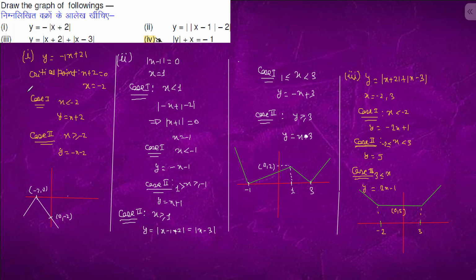We move to question number 4. This is a very small question. We have mod y equals minus x minus 1. So when y is less than 0, it will come out to minus y, which is y equals x plus 1. Y bigger than or equal to 0, y will come out to minus x minus 1.